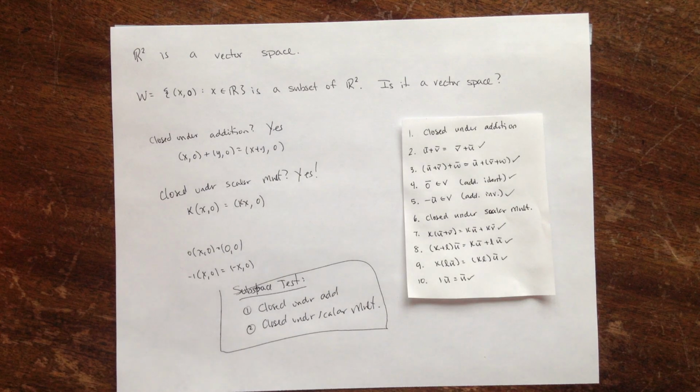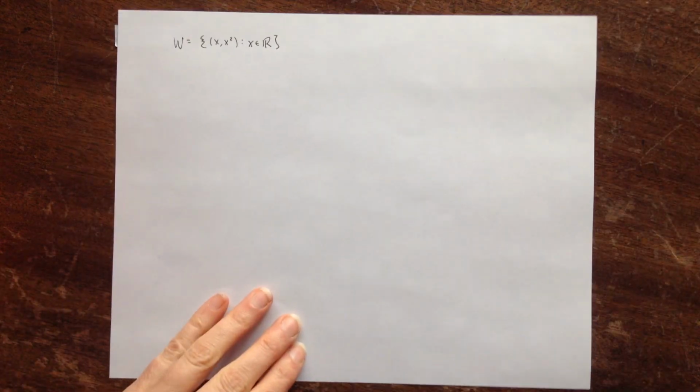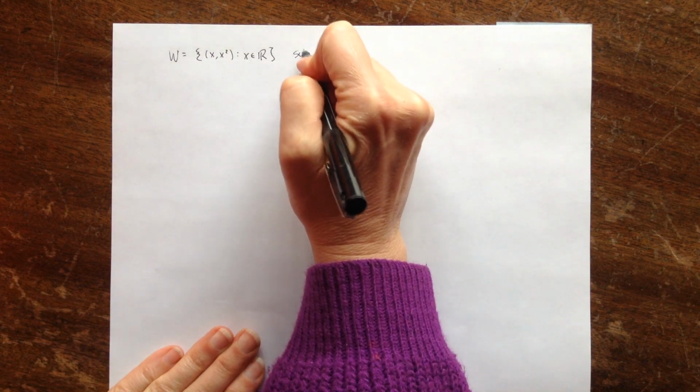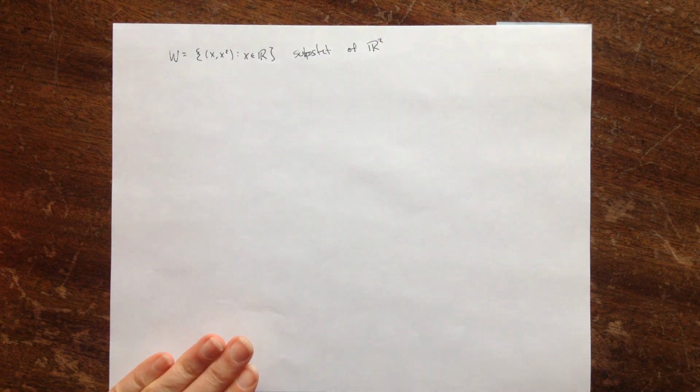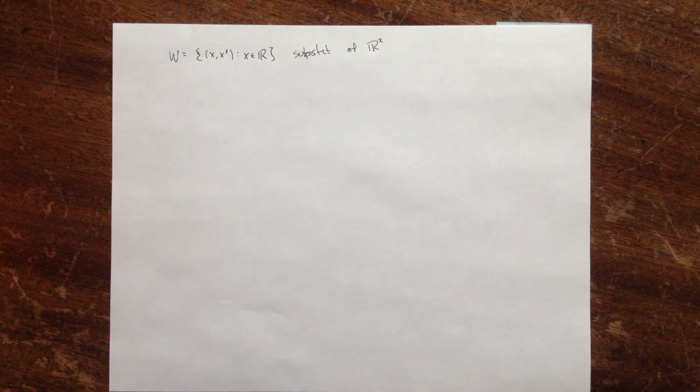So let's do another example here. So we have another set here. This is a subset, again, of R2. And we want to know whether it's closed under vector addition and closed under scalar multiplication.